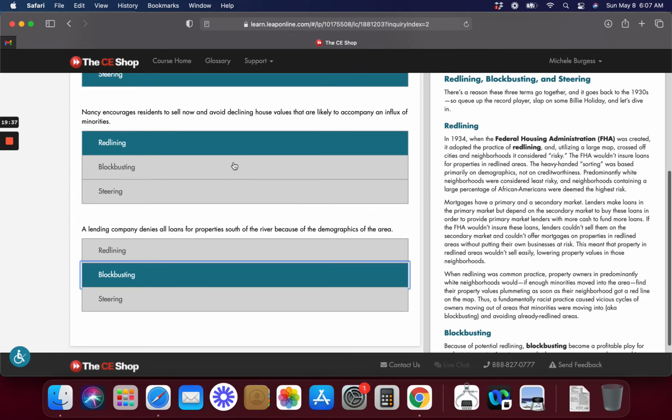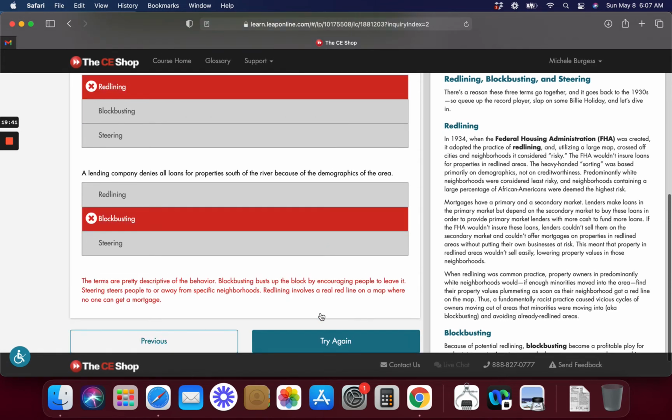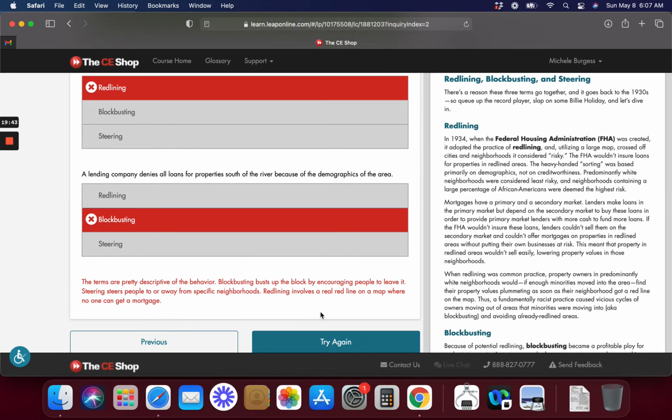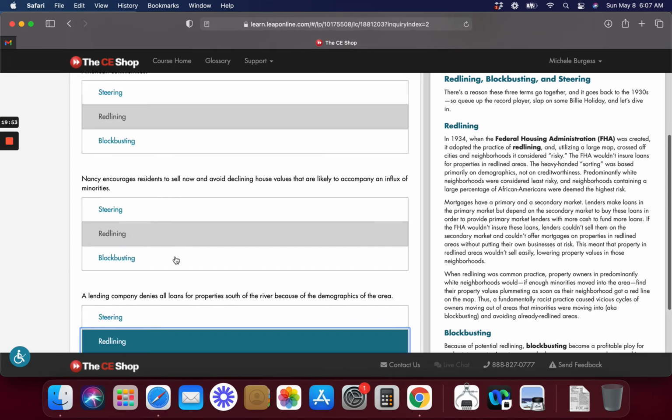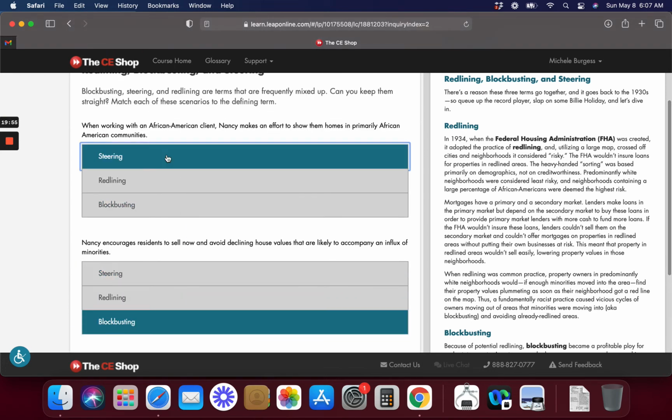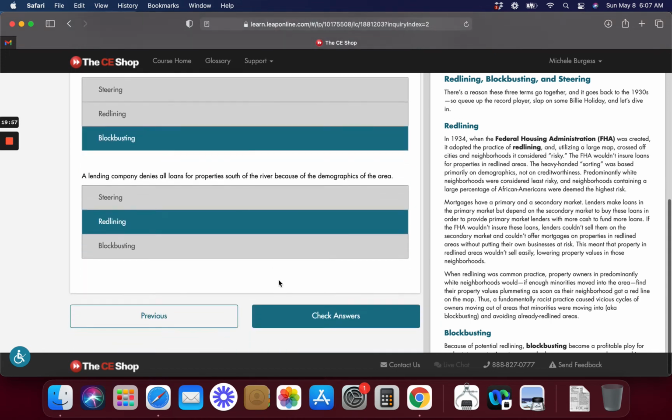This could be blockbusting. Let's try it. Okay, yeah, I got those two mixed up. So a lending company is the redlining. Okay. And this is blockbusting.